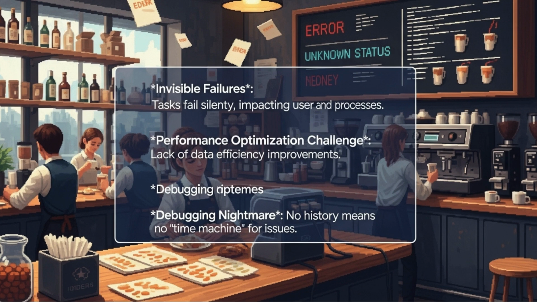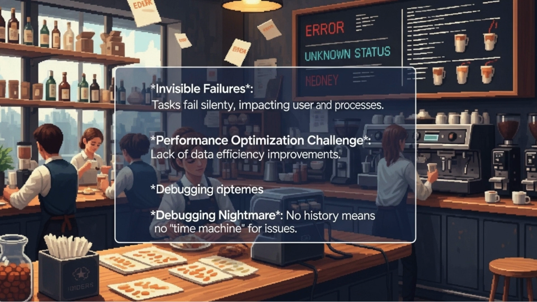Imagine running a bustling coffee shop where customers place orders, but you have no system to check if the barista actually made the drinks, how long it took, or if anything went wrong. That's the kind of chaos that erupts in distributed task schedulers without proper execution tracking. Without visibility, you face three major real-world problems. First, the invisible failure problem. Tasks can fail silently due to network glitches, resource exhaustion, or subtle application bugs. These failures remain hidden until customers complain or critical business processes grind to a halt.